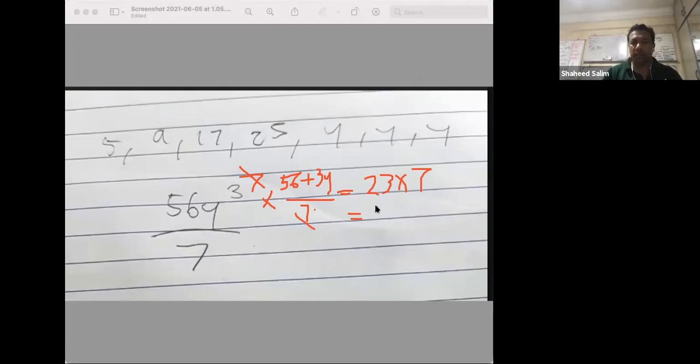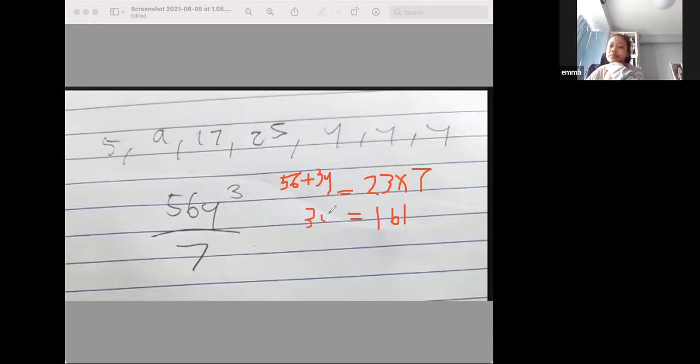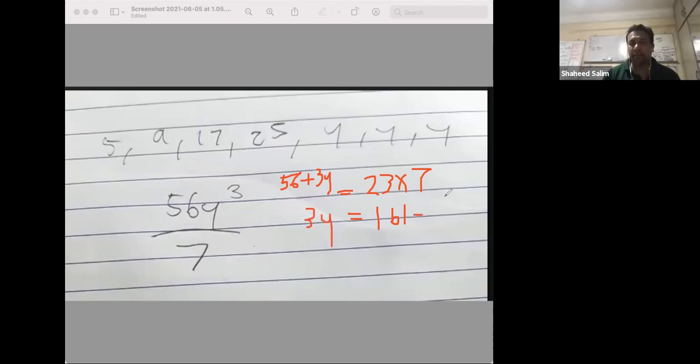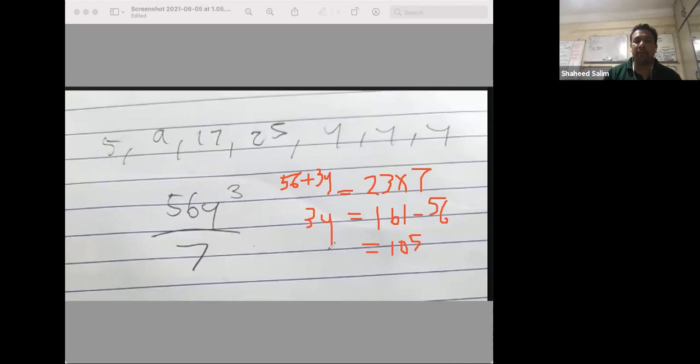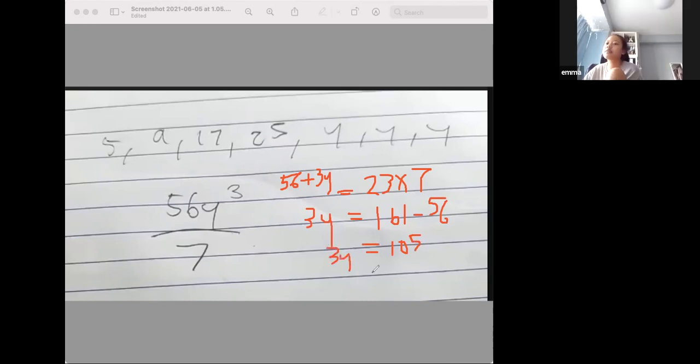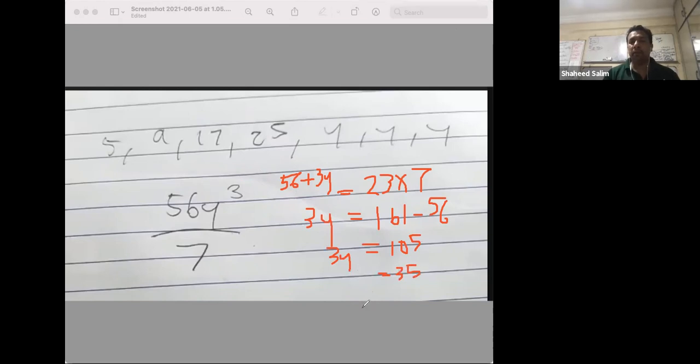Yeah, 161. So 161 is equal to, let me see, I will now rub this off. 161 is equal to 56 plus 3y. I'm going to bring 56 over that side, okay? Minus 56. 105. Then 3y equals 105, divided by 3, y equals 35. That's it. Okay, right?